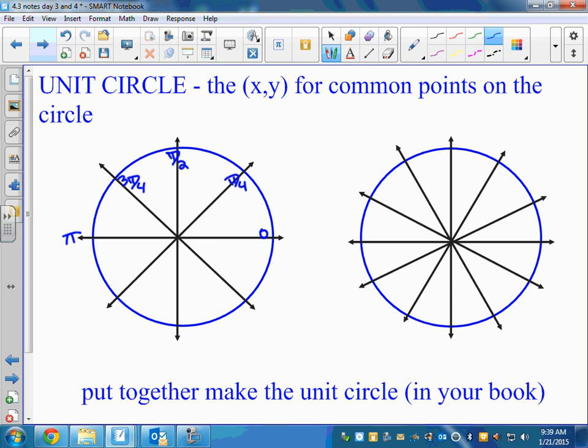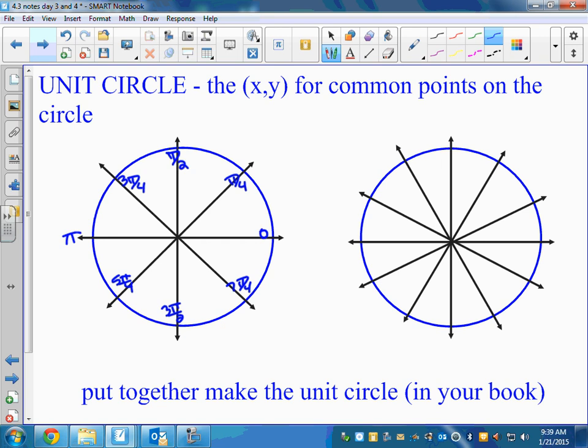1 fourth, 2 fourths, 3 fourths, 4 fourths, 5 pi fourths. This is 3 pi halves. And this is 7 pi fourths. And you get back to 2 pi, right? And you could do degrees too. What makes these pi fourths angles so special? Well, first of all, let's do these.